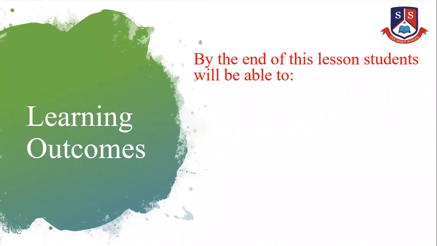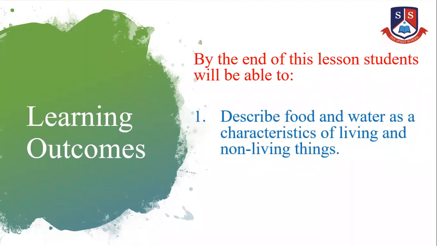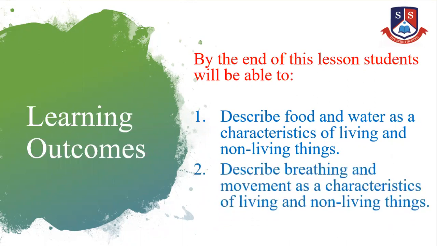Learning outcomes. By the end of this lesson, students will be able to describe food and water as characteristics of living and non-living things. Describe breathing and movement as characteristics of living and non-living things.